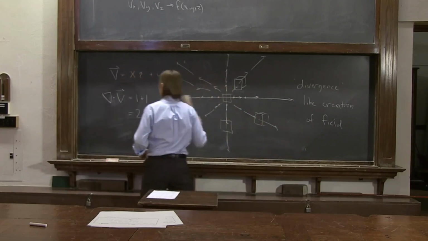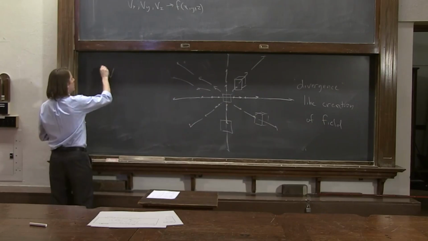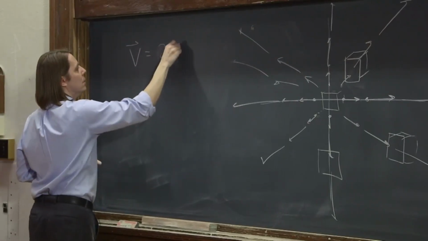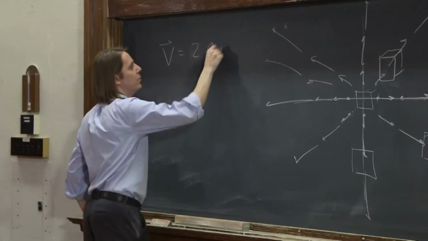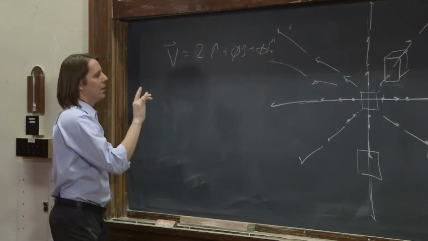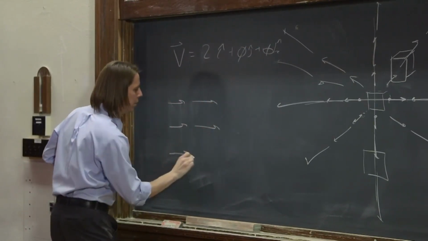So if I were to, over here, just draw a uniform field, let's say 2 i hat plus 0 j plus 0 k, so I made just vectors like this.